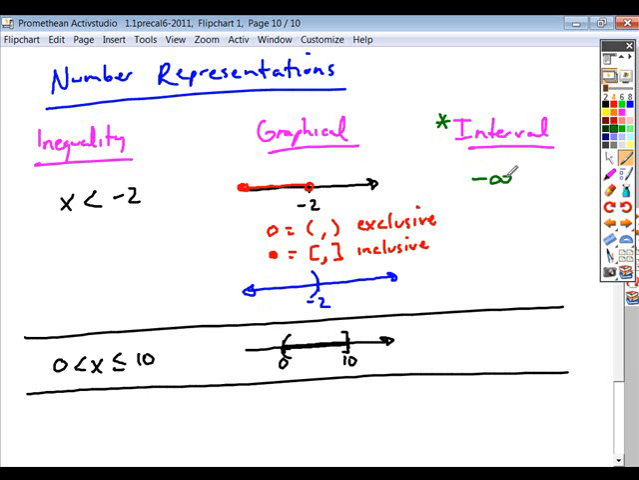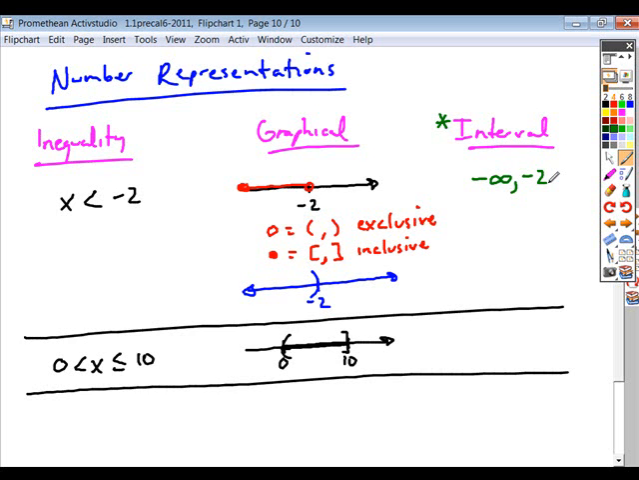Negative infinity. So you do have to indicate that. Negative infinity is our lowest limit. Follow that by a comma. And then what's our upper limit? Negative 2 is our upper limit. So that's how we're always going to start interval notation: lower limit, comma, upper limit.